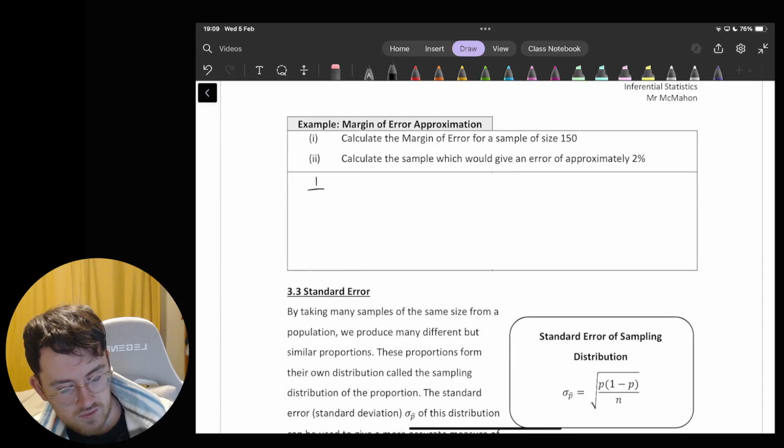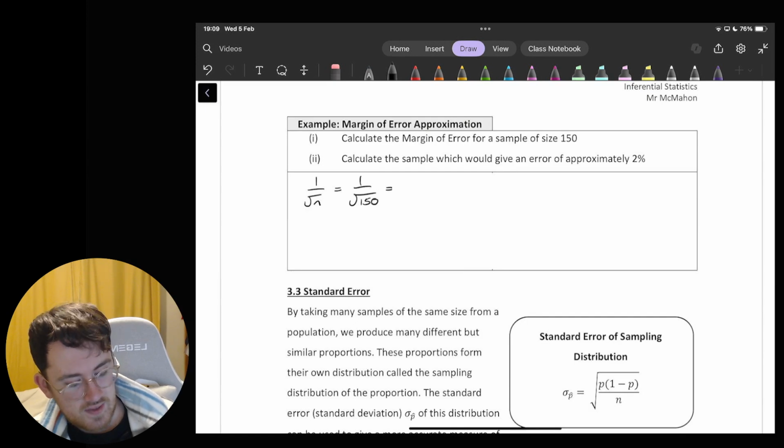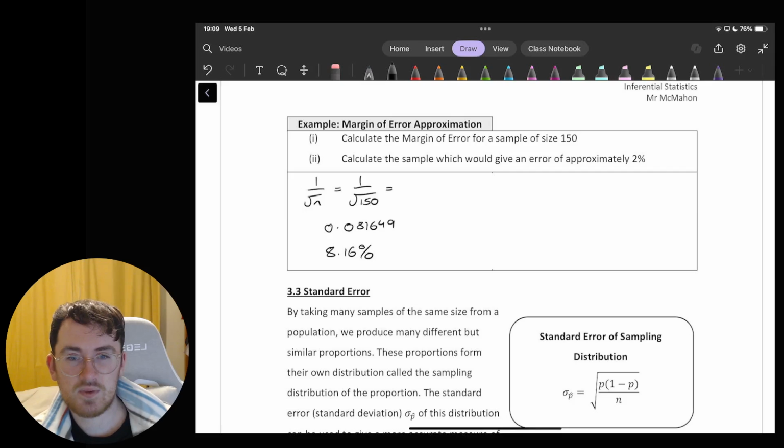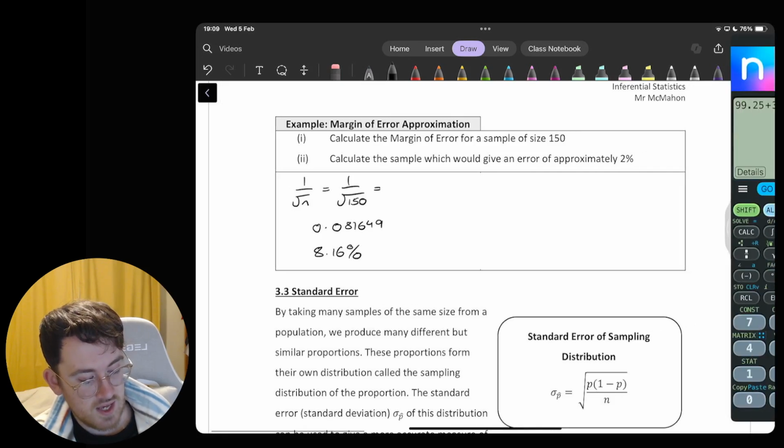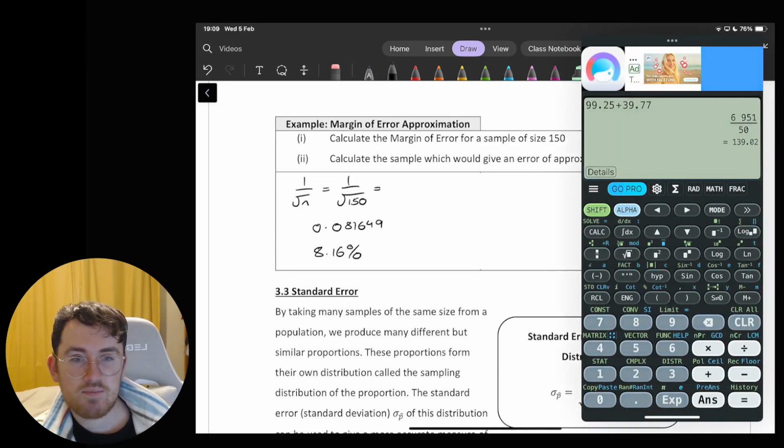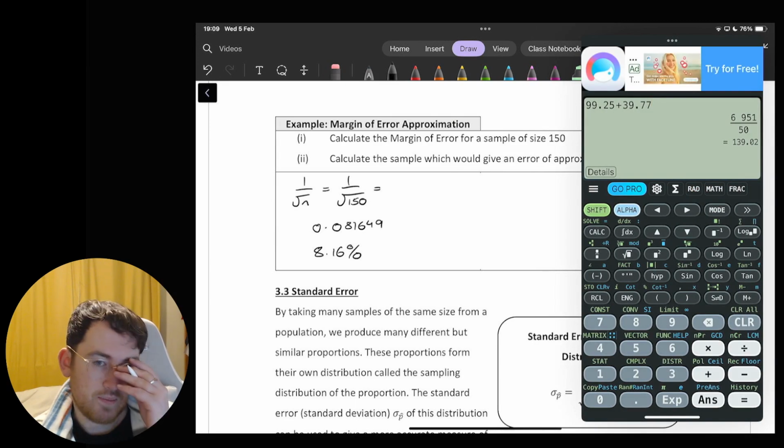Well, we know that the little formula here is 1 over root n. If it's sample size 150, 1 over root 150 will give me 0.081649, which if I was then to write it as a percentage, 8.16%. So for a sample size of 150, there's about an 8% margin of error within that sample size. So that's quite a large margin of error there.